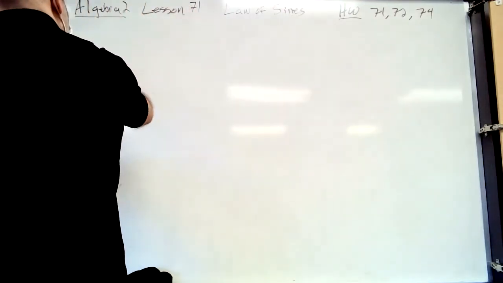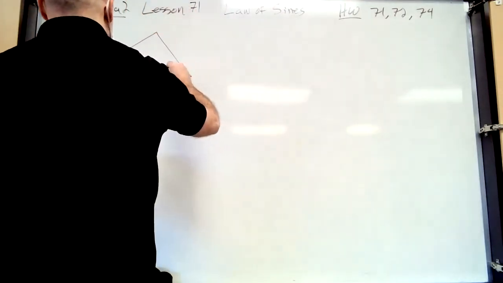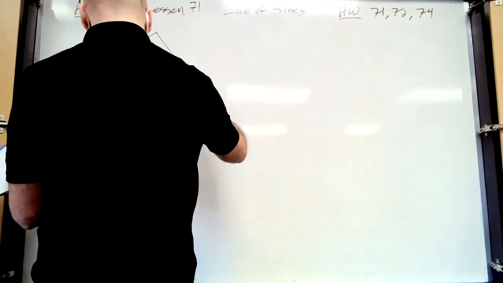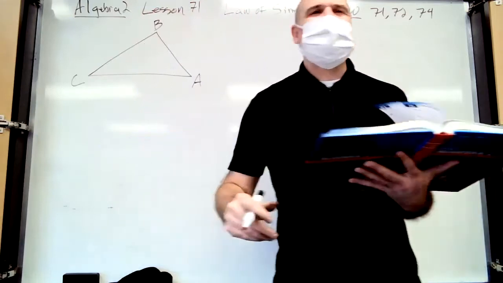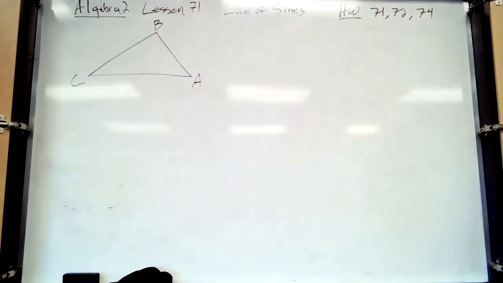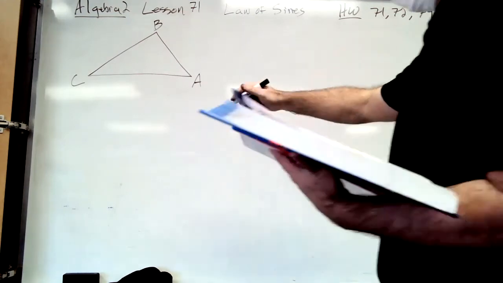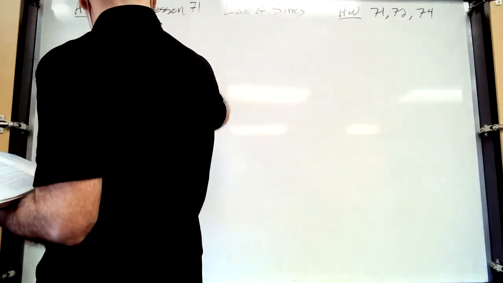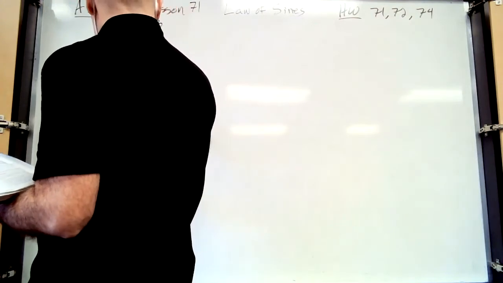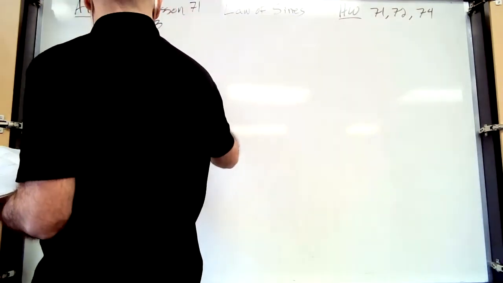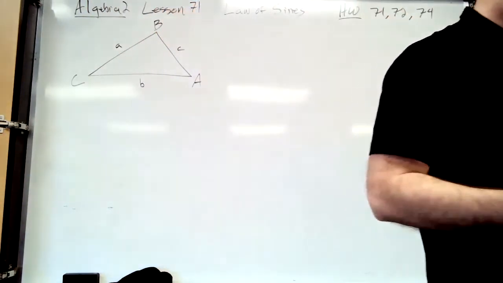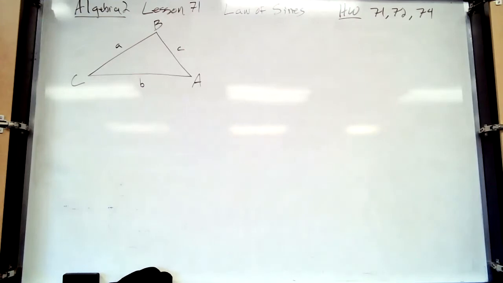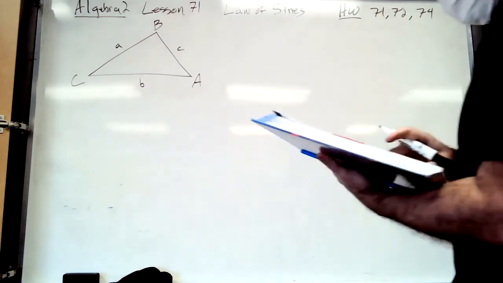Okay, so let's just get a triangle up here. We'll call it ABC. And then we're going to label our sides. The way we label our sides is the opposite of angle A is lowercase a. The opposite of angle B is lowercase b. And the opposite of angle C is lowercase c. Okay? So far, so good? All right, so you guys remember this?